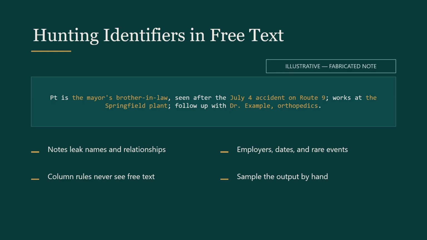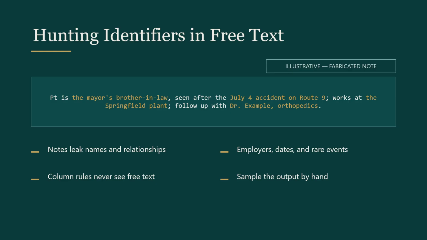Occupations specific enough to be unique in a county. Addresses embedded mid-sentence. And relationship descriptions, like "patient's daughter works at the plant," that are quasi-identifiers of extraordinary power and completely invisible to any column-based rule. The de-identification standard draws no distinction between structured fields and free text, so a clean header row proves nothing whatsoever about the file.